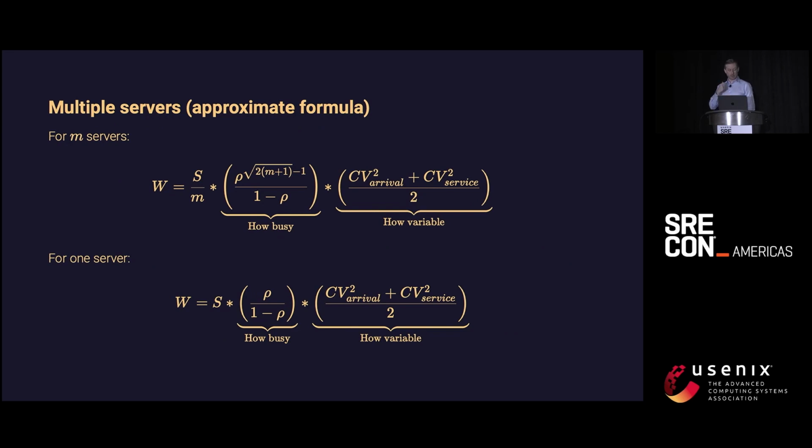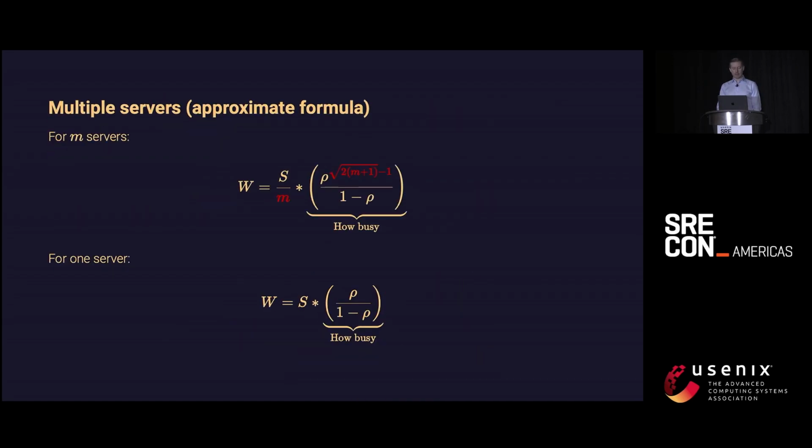In fact, if we compare it to the one server version, the variability part's the same. Really what we have is the 2 differences. So in the how busy part, we have an exponent on the utilization. And if you plug in 1 for the number of servers, that exponent goes to 1, so these end up being the same. And then we also divide the service time by the number of servers, which sort of makes sense if you think about it, because the waiting time is going to be based on some multiple of the service time. Well, if you've got 10 servers, you're probably waiting for 1/10 of that time for the same work to go through it.